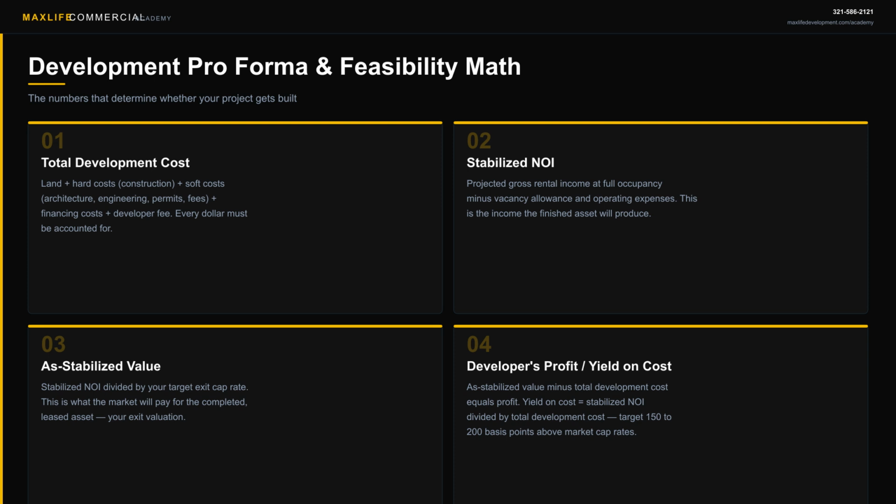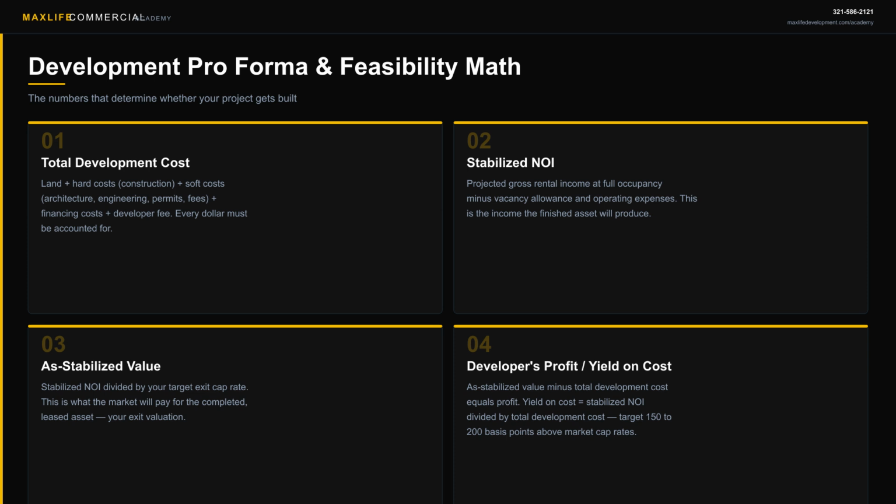The metric most developers track is yield on cost. Stabilized NOI divided by total development cost. If market cap rates are 6%, you want your yield on cost to be at least 7.5 to 8% to justify the development risk. That spread is your reward for building it rather than buying it.